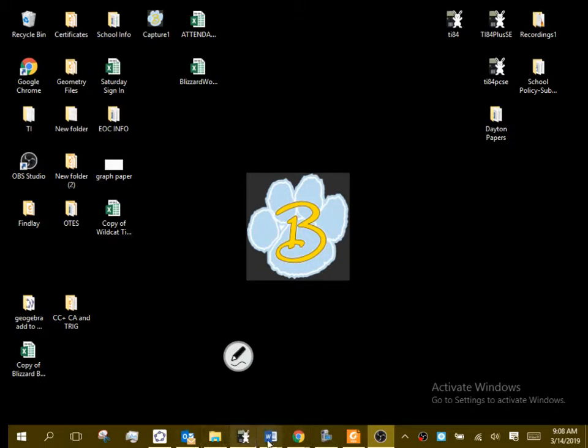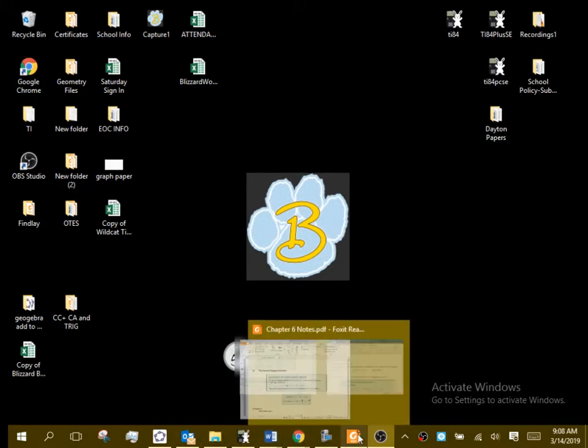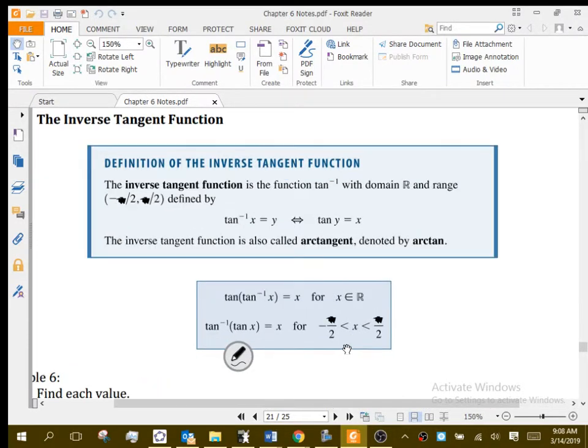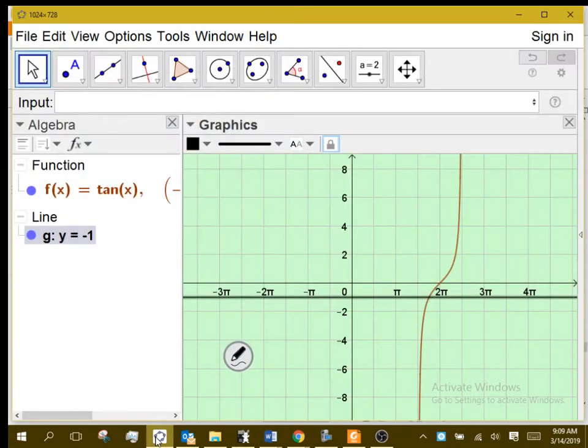All right, guys, we're going to wrap up Chapter 6. All we have to do is talk about the tangent inverse, and then we're going to jump into Chapter 7 and introduce kind of what Chapter 7 is going to target, and then we'll start a little bit of Section 7.1. The tangent inverse, guys, it's the same logic as the sine inverse, cosine inverse, all that kind of stuff.